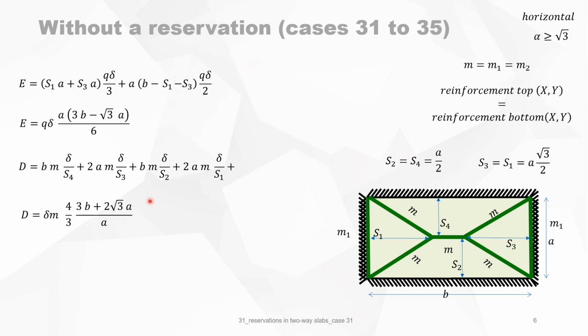We can substitute the different variables. And by stating the internal work D is equal to the external work E, we get the bending moment M, which we call M0 because that's the maximum bending moment without the reservation in the slab, and it has this expression.